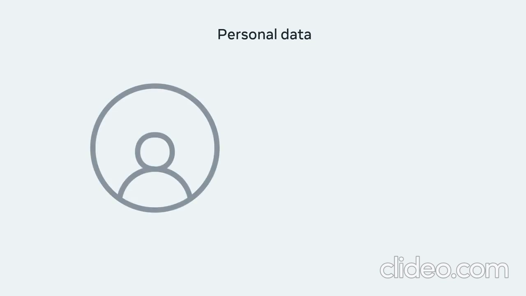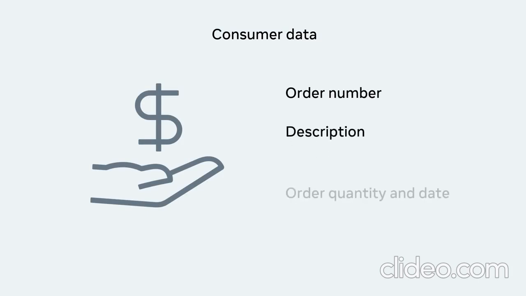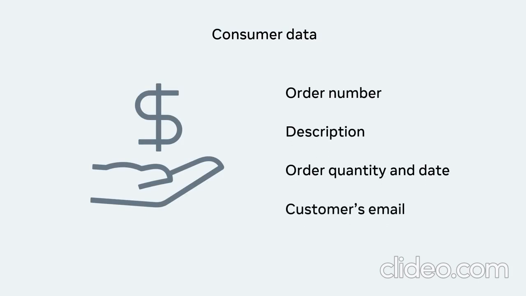What is data? In basic terms, data is facts and figures about, well, anything. For example, if data were collected on a person, then that data might include their name, age, email, and date of birth. Or the data could be facts and figures related to an online purchase. This could be the order number, description, order quantity and date, and even the customer's email. Data is crucial for individuals as well as organizations.